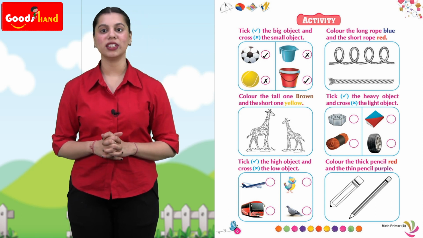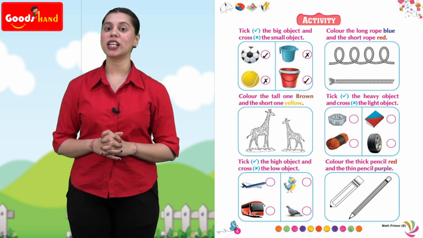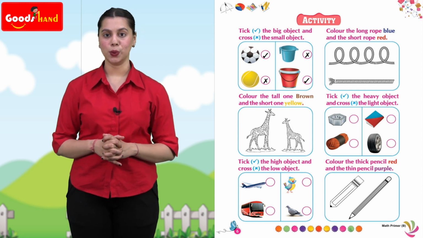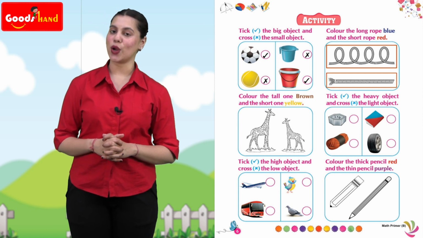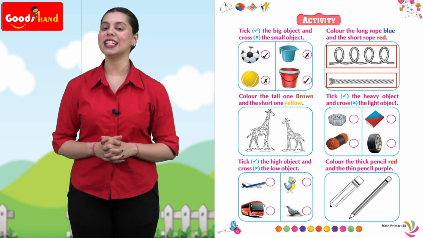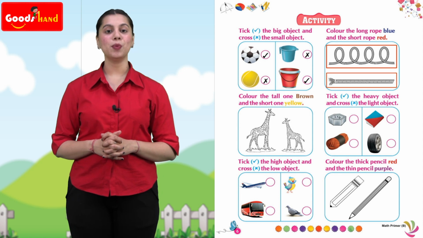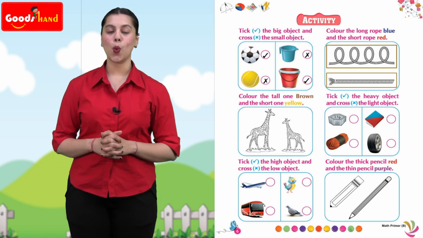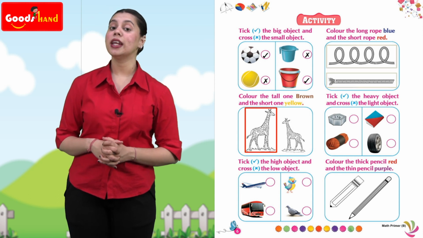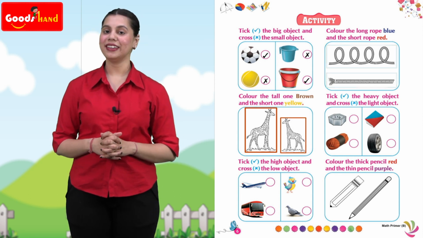Now move forward with another. Now we will color the long rope blue and the short rope red. The first one is the longer rope and the shorter is the second rope. Now move forward with the other. Color the tall one brown and the short one yellow. Is this the taller one? Yes.